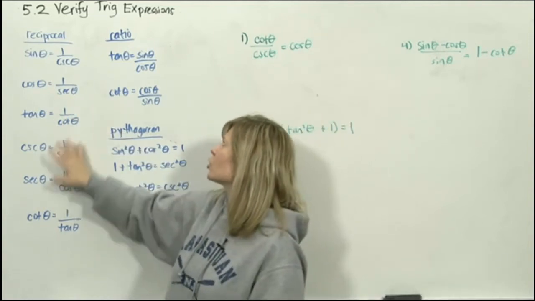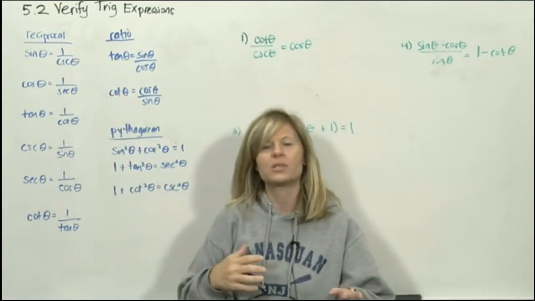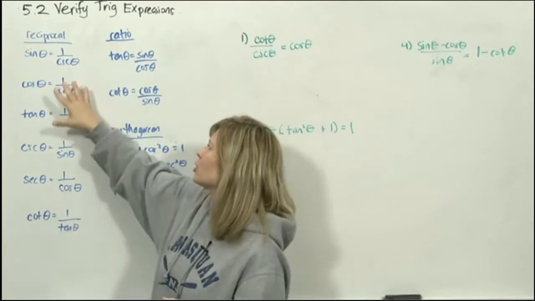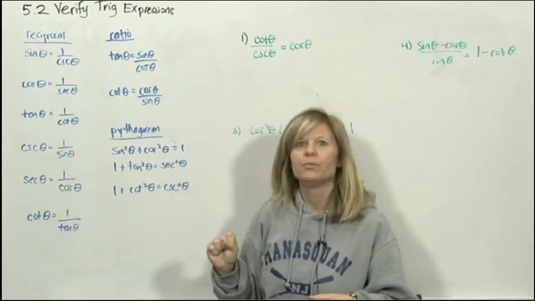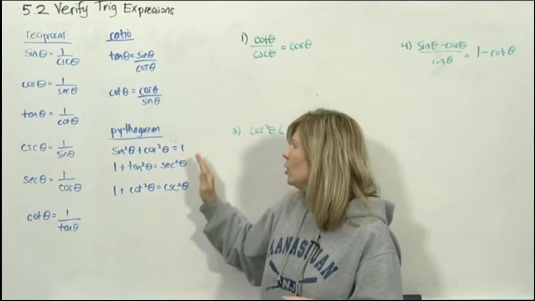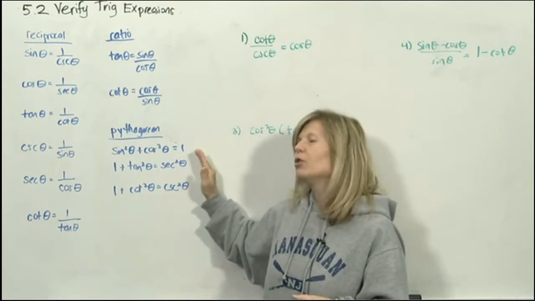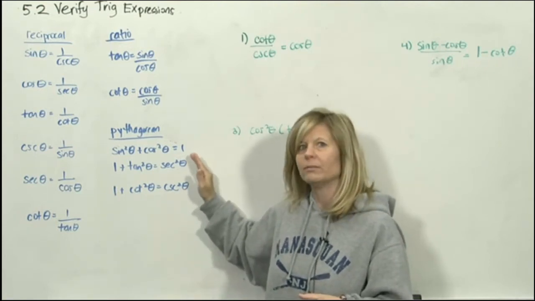We just knew these in terms of X, Y, and R, or opposite, adjacent, hypotenuse. Now we're just writing the trig functions that relate. So really the only 3 identities that are new to you that you have to memorize are the Pythagorean.